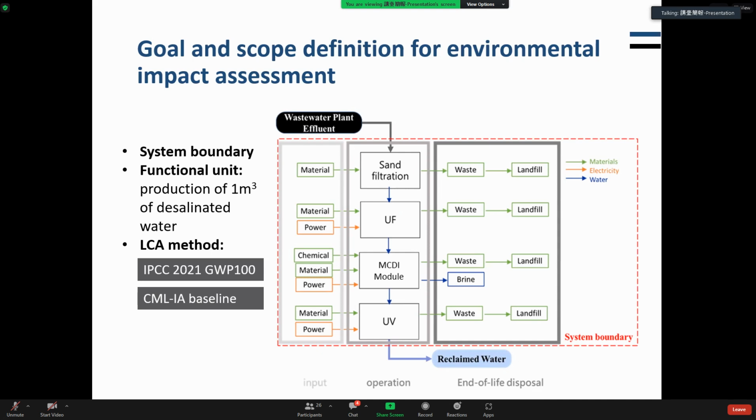Yes. Thank you. We do include some assumptions on how long the electrode is going to last, or how long the system is going to last. But it's basically a theoretical estimation.